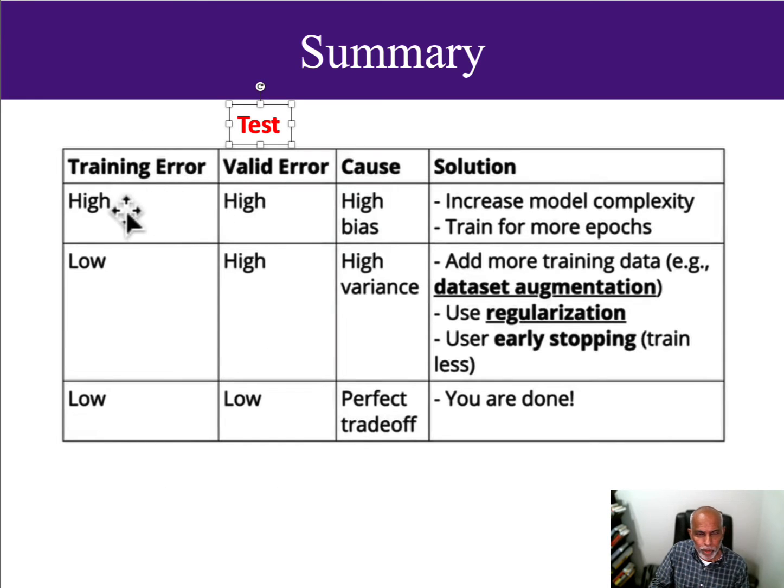For neural network parameter estimation and fitting: if the training error is high and the validation error is also high, there is a high bias. So increase model complexity and train for more epochs. If training error is low and validation error is high, there is high variance, and that means add more training data or reduce the complexity. Data augmentation is one way. Use regularization, use early stopping. If training error is low and validation error is low, it's a perfect trade-off, you are done with your work, okay. In summary, that's what I would like to say.